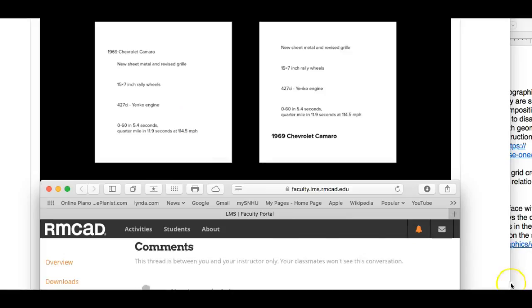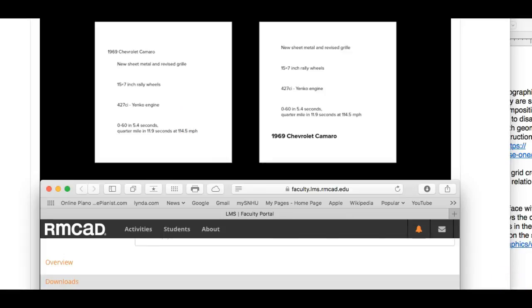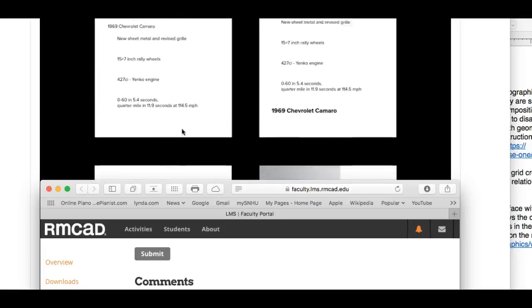I would recommend creating a little bit of hierarchy here. So you have the Camaro, that's on its own, then new sheet metal and revised grill, 15.7s and 427 seat, whatever. Those should be maybe closer together because that is related. It's the topic. These are related, and then these are related. So you are establishing hierarchy, but you're not doing anything other than placement.